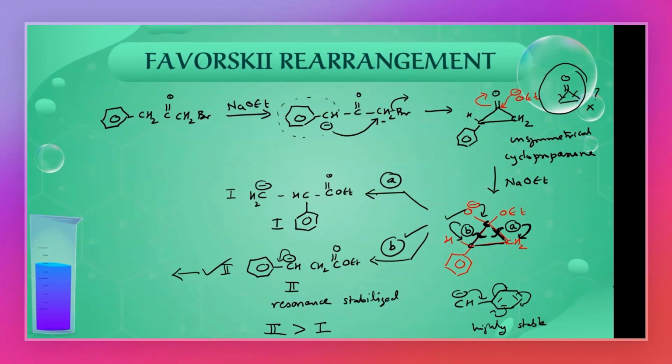Now this second carbanion will take up a proton from the proton source to give you the required product. So this is the product. The other will not be formed; this cleavage will not take place. This is all based on the stability of the carbanion.